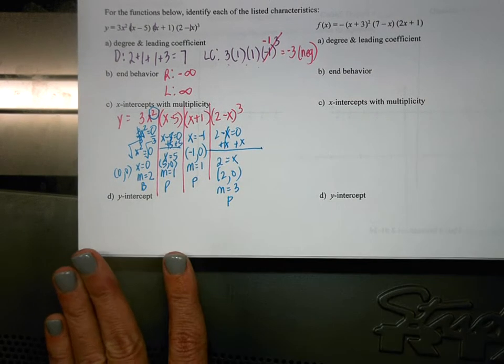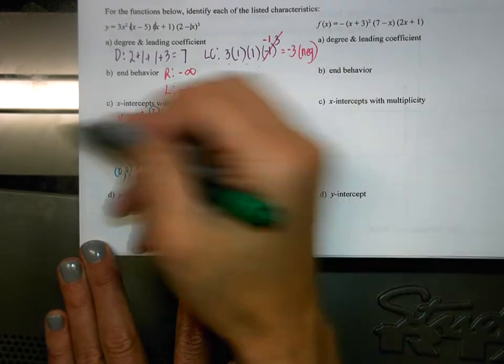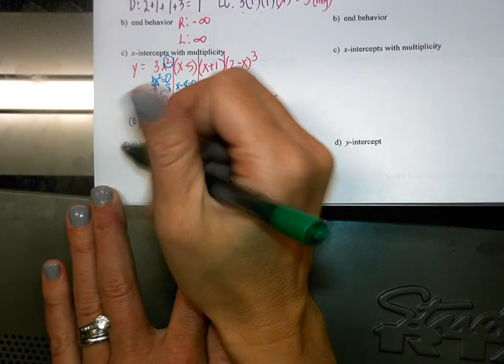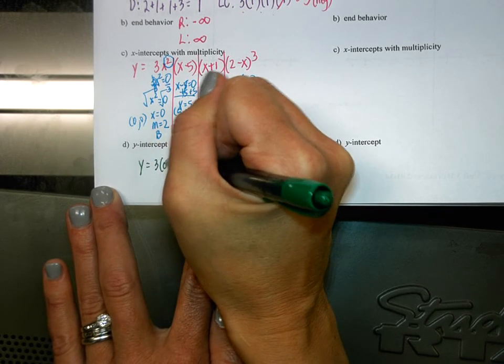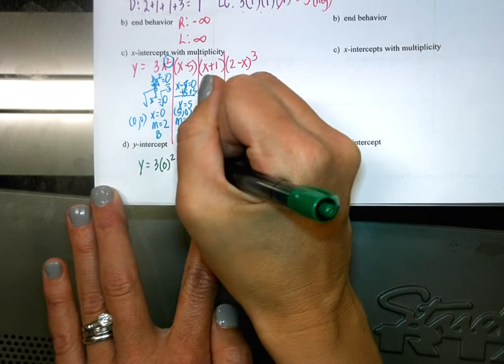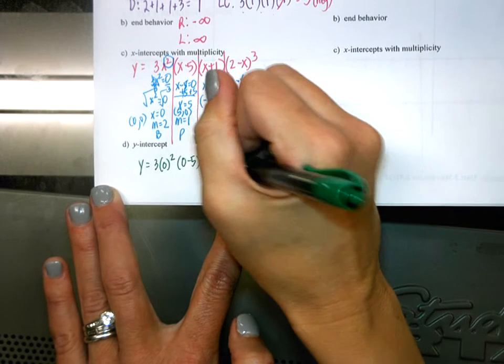All right, y-intercept. Who remembers how to find the y-intercept? Plug in 0 for x. So we're using our equation, which I rewrote right here, and I'm just plugging in 0 for x. So I have y equals 3 times 0 squared, plugging in 0 for x, times 0 minus 5, again 0 for x, times 0 plus 1.